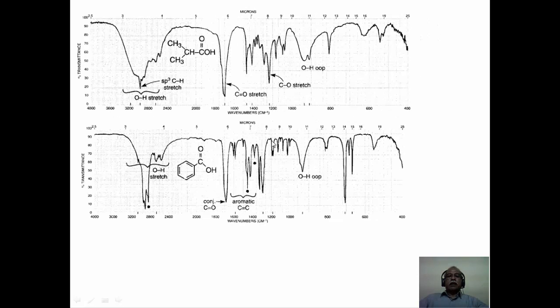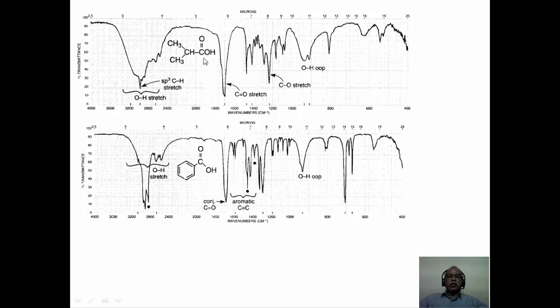Now this is isobutyric acid. In isobutyric acid, there are two unique features one has to observe. One is the carbonyl stretching frequency, which is coming around 1720 or so in this particular case, and that is a very intense band. And it also should have two other recognizable bands.